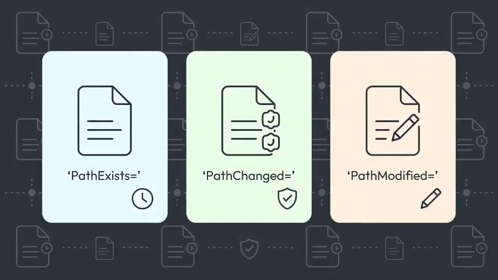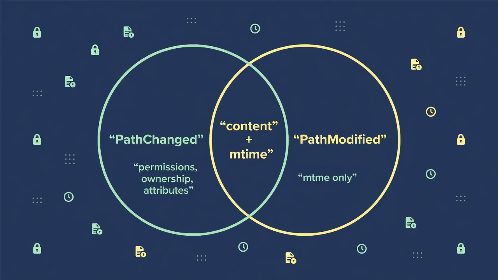PathExists fires once when a path appears. PathChanged fires on any change, including content and metadata like permissions or ownership. PathModified fires only on content or time changes, ignoring metadata churn. PathChanged is the broad event handler, equivalent to inotify's IN_MODIFY or IN_ATTRIB or IN_MOVE_SELF or IN_DELETE_SELF flags combined.